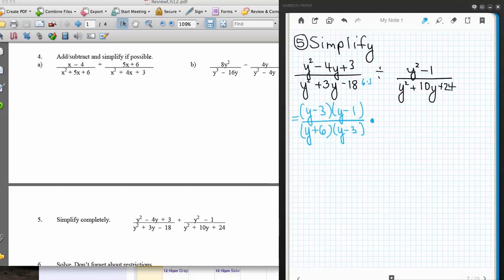Now I'm going to multiply by the reciprocal of this, so I need to make sure that this happens. So down in the denominator, I'm going to put the factors in the numerator. I notice the numerator is a binomial. It's a difference. That's a square. That's a square. So I need the product of conjugates.